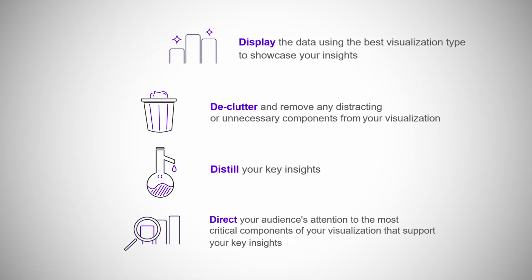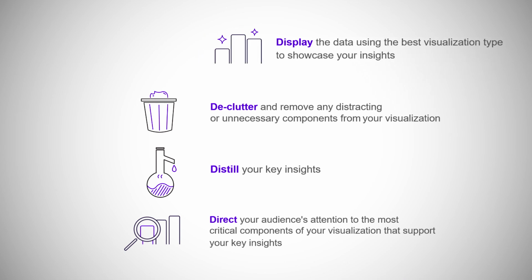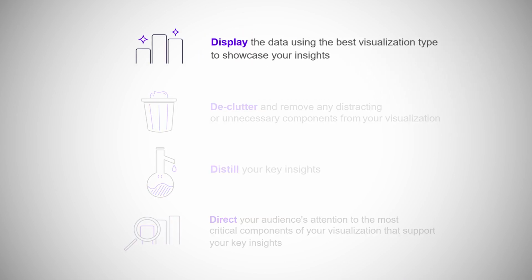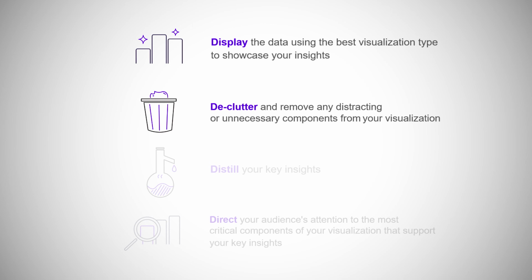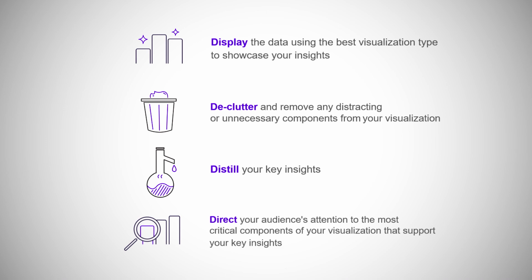So we've worked through all 4 Ds of data storytelling. First, we display the data using the best visualization type to showcase our insights. Next, we declutter and remove any distracting or unnecessary components from our visualization. We're then ready to distill down to the most important key insights that our audience needs to consume. And finally, we're going to direct our audience's attention to the most critical components of our visualization that support our key insights.